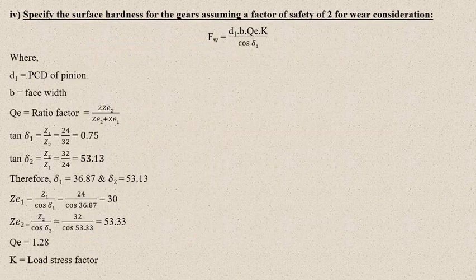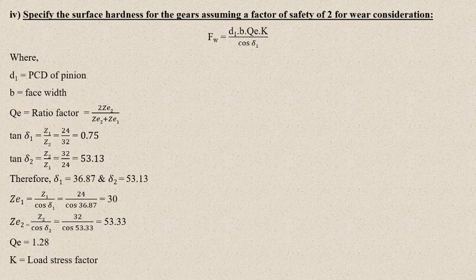Now come to the fourth point. Specify the surface hardness for the gears assuming a factor of safety of 2 for wear consideration. We have the wear strength, that is D1, B, Q, ratio factor, capital K the load stress factor, upon cos delta 1. Delta 1 is the pitch angle of pinion, where D1 is the pitch circle diameter of the pinion, B the face width, Q the ratio factor, capital K the load stress factor.